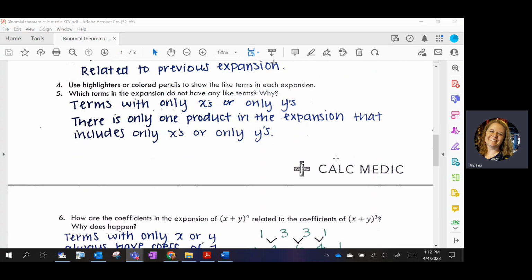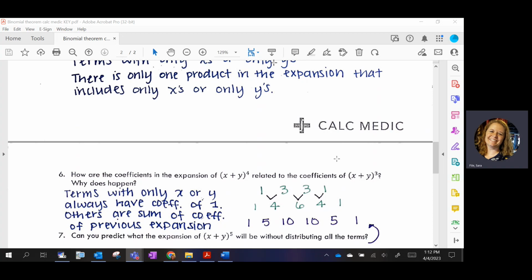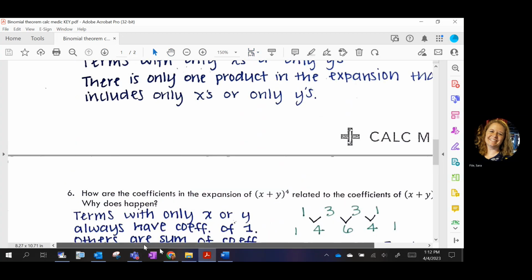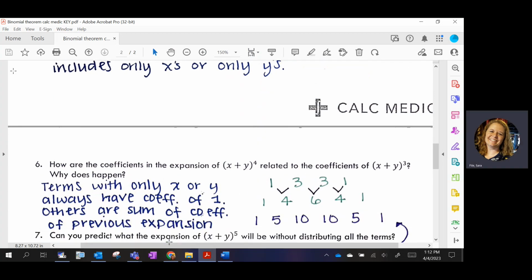I know I said I was going to show you a video, and I am, but I'm going to go ahead and answer these other questions first, and then we'll show the video clip. All right, so number 6 says, well, let me zoom in on this a bit. It asks, how are the coefficients in the expansion of x plus y to the 4th related to those of x plus y cubed? So I went ahead here and wrote them out.